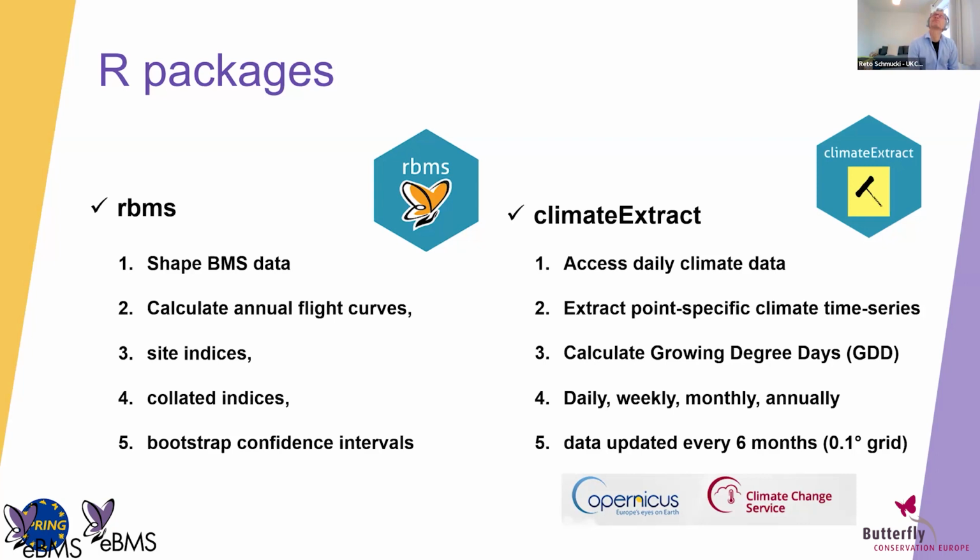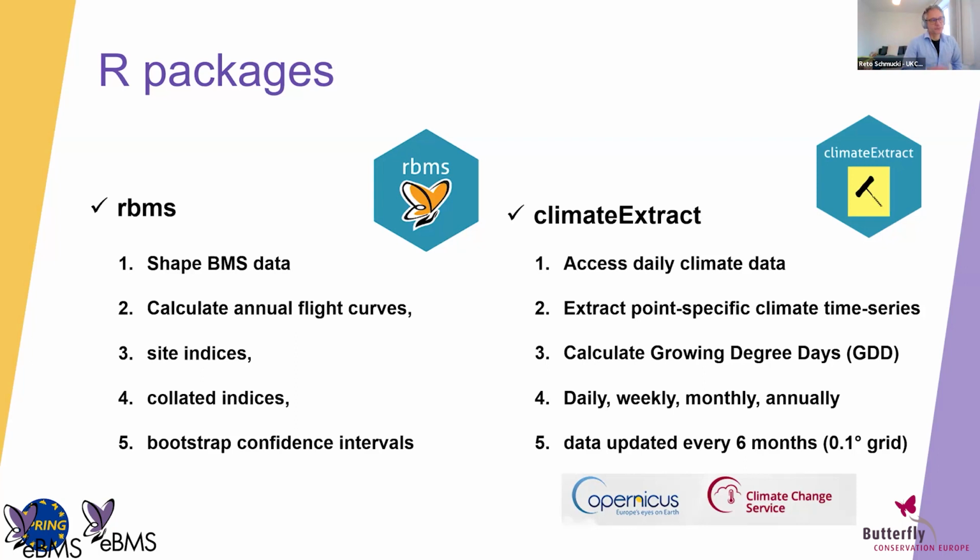So that's 30 kilometer resolution, which makes things much easier. So as I said, it extracts point-specific climate time series. You can calculate growing degree day for a specific point in a specific time period or in a day. You can calculate that accumulated growing degree day weekly, monthly, annually. So you could start from January to end of September, and every day you have the accumulation of growing degree day.